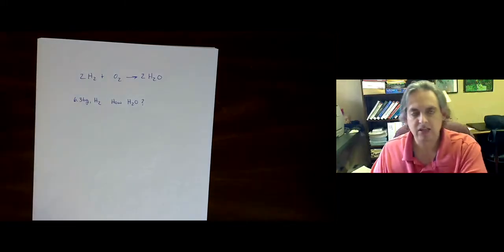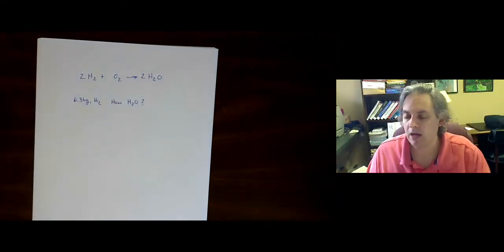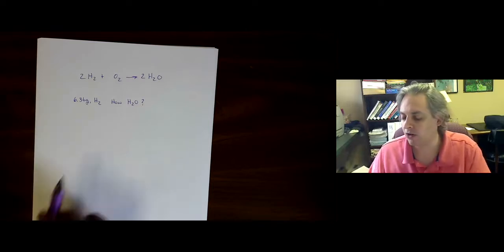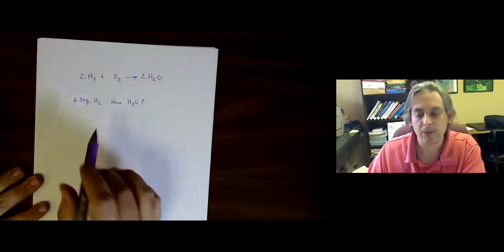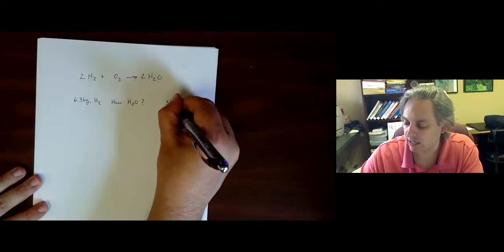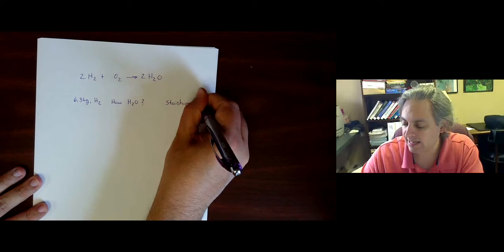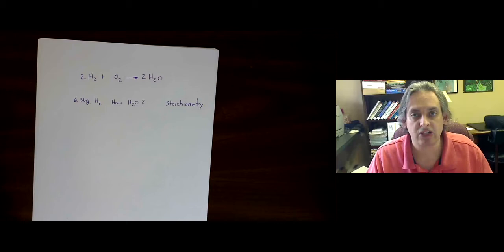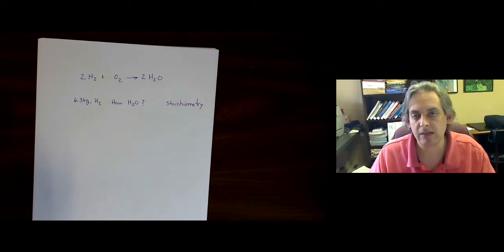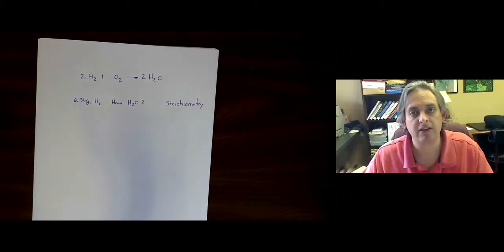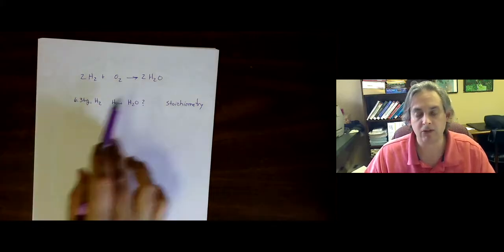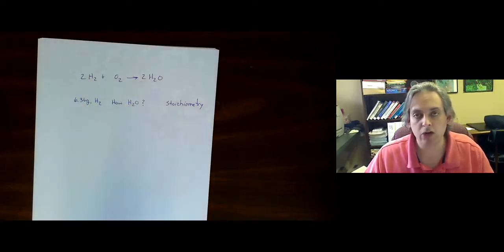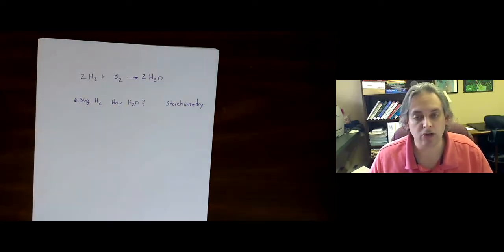To do these types of problems, there's a formula or a recipe that we follow. First off, this type of question is called stoichiometry. Stoichiometry is the technique of going from a mass of a substance and, using the balanced chemical equation, determining the mass of another substance. So here's our balanced chemical equation. We have 6.36 grams of hydrogen. We want to know how much water we make, and to do that we're going to do stoichiometry.